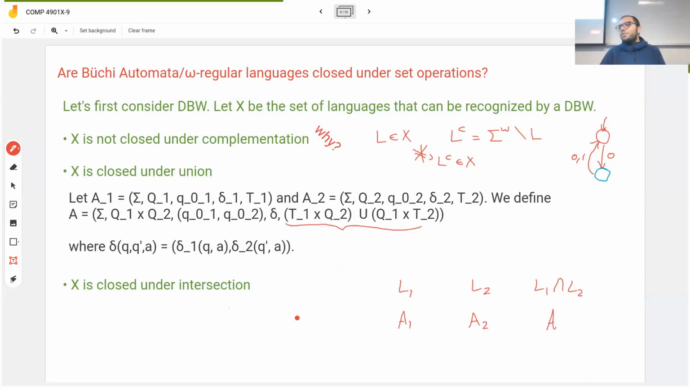Because T1 times T2 is telling you that you have to visit T1 and T2 at the same time, right? But when I'm taking the intersection, I want to say that I want to visit T1 infinitely many times, and I also want to visit T2 infinitely many times. But they don't necessarily have to be at the same time. Maybe in every odd step, I see T1, and in every even step, I see T2.